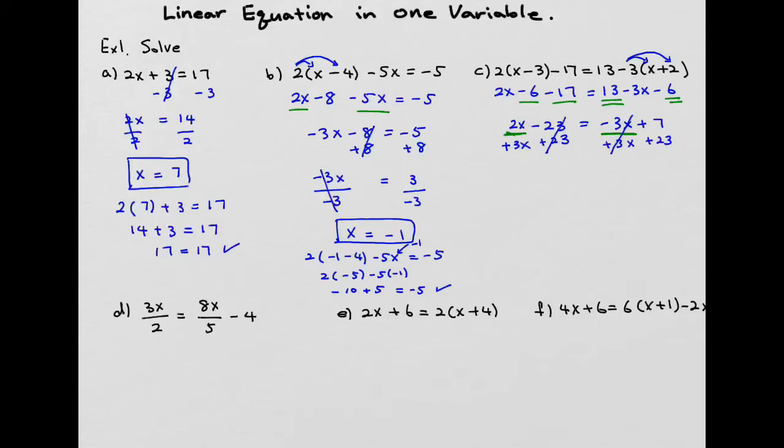So on the left side, the number with the variable, I will have 5x. The number without the variable on the right side, I have 30. And let's divide both sides by 5, where my x is going to be 6.